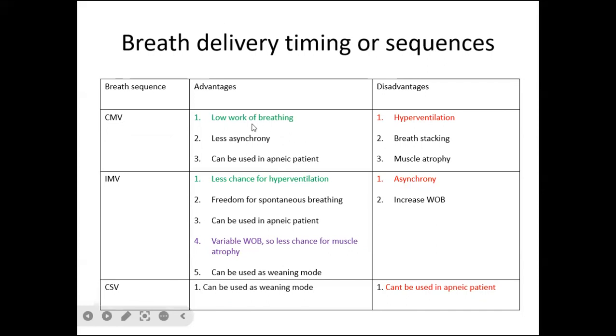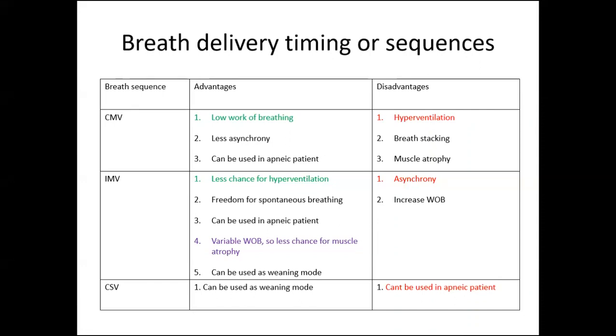In CMV, the patient will do less work. So it's more advantageous when the patient is very tired, and there is less asynchrony. You're not allowing the patient to breathe, so there's less asynchrony. And it can be used in an apneic patient as well. The problem is you can easily hyperventilate the child. So if you set a rate of some 30, and the patient starts breathing and you allow the patient to get the full support, because all the breaths, if the patient triggers, are mandatory.